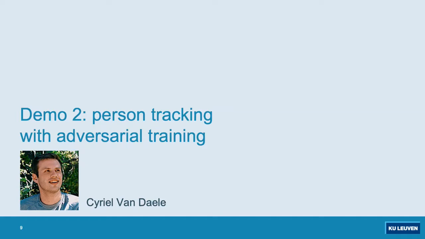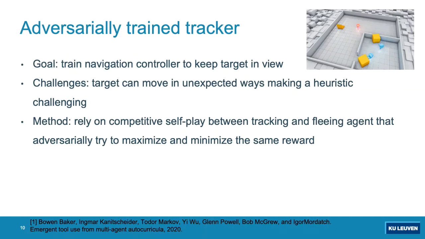Okay, the second demo is person tracking with adversarial training, and it's also a master thesis student, Cyril van Dalen, that is working on this. Let me give you an update on what's done so far. So, adversarial trained tracker. The goal is to train a navigation controller that keeps a target in view.